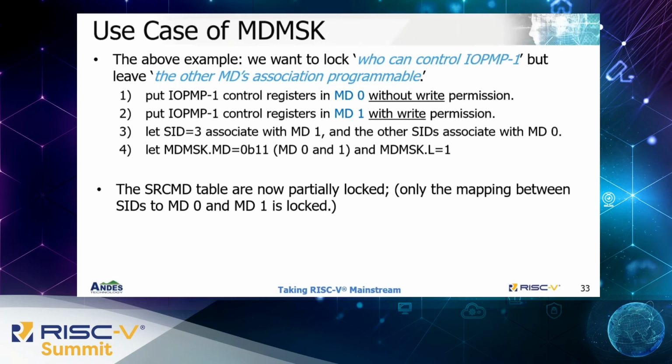Step 4 locks the association from all SIDs to MD0 and MD1. Here, we don't need the extra memory domain plus 2 IOPMP entries that we needed in the loop of denying. That is what we mentioned as partially lock, which cannot be done by the previous method.